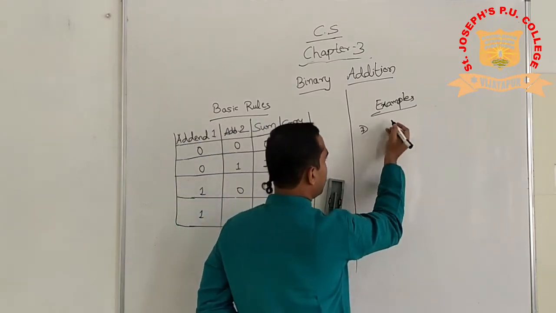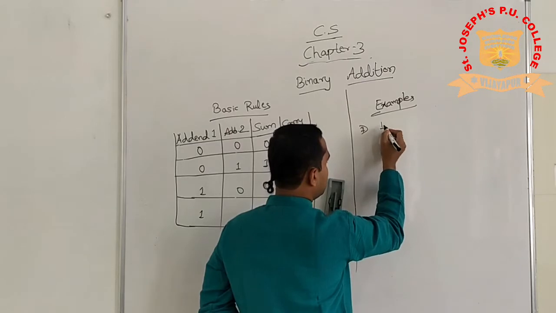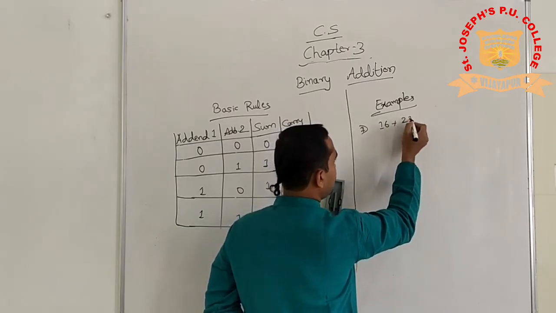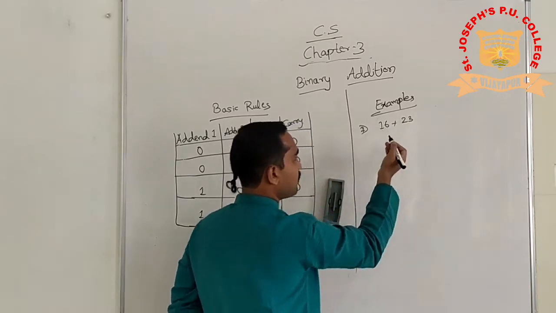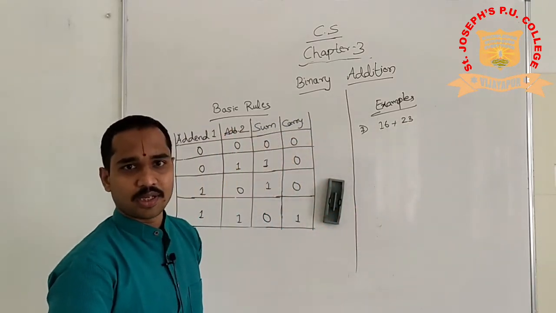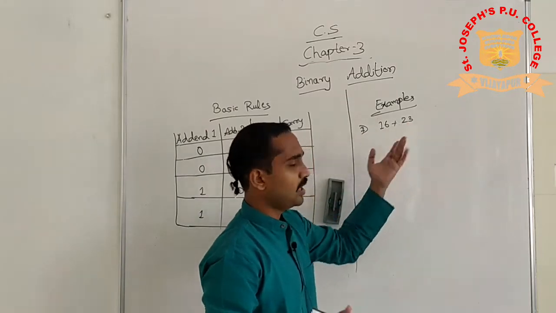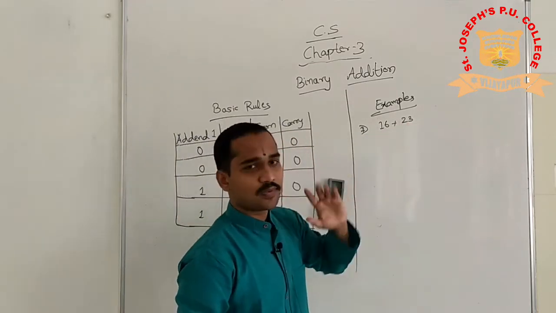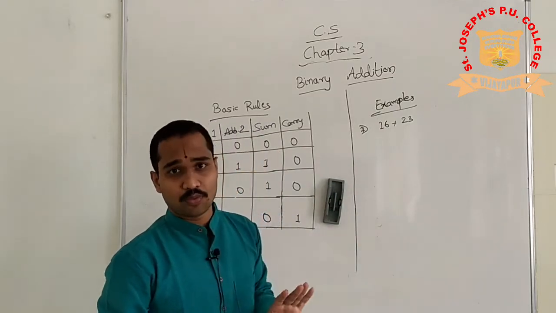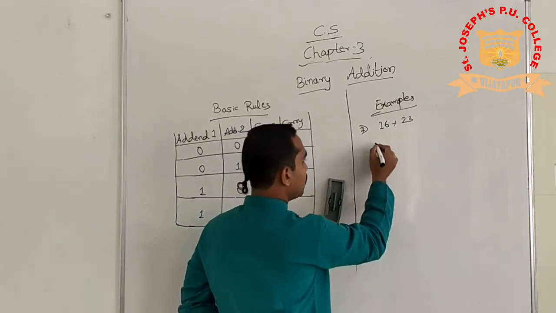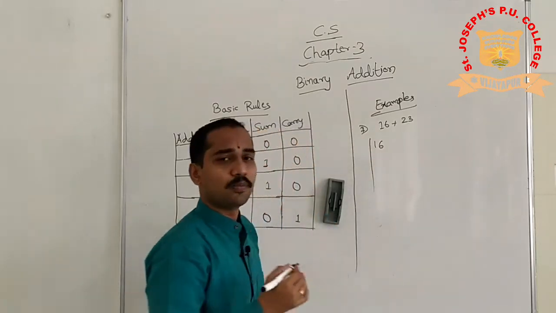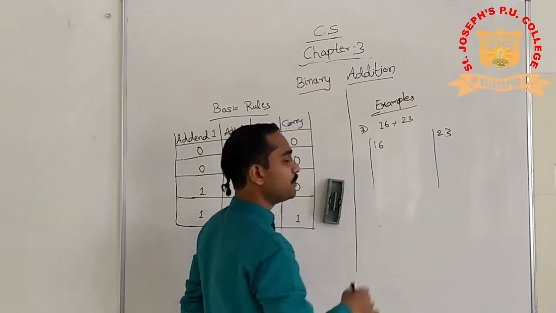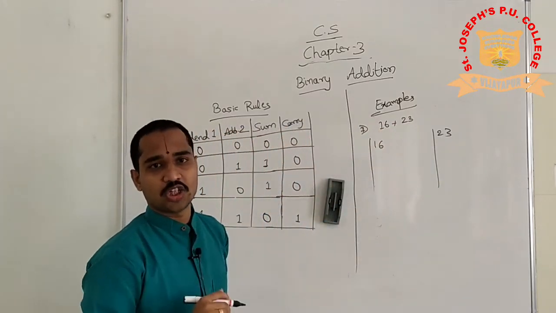So, for example, say 16 plus 23. Which type of number is this now? It is a decimal number, isn't it? Because 6, 2, 3, all these digits will not come in binary. This is a decimal number. You have 16 plus 23 and you have to do it in binary now. How to do it? First, convert 16 to binary, then convert 23 to binary, and then find the addition result.